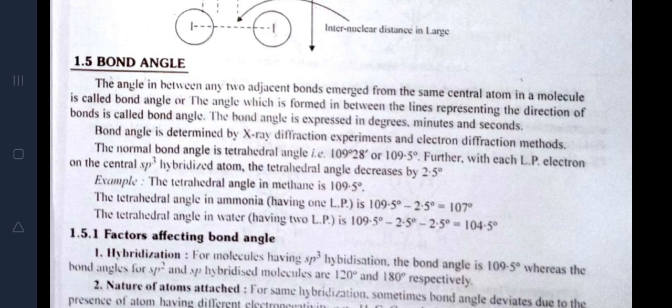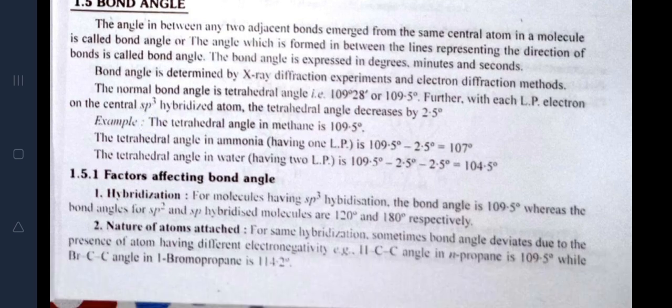Factors affecting bond angle. First of all is hybridization. For molecules having sp3 hybridization, the bond angle is 109.5 degrees, whereas the bond angles for sp2 and sp hybridization molecules are 120 and 180 degrees respectively.